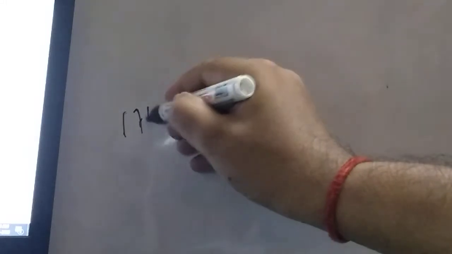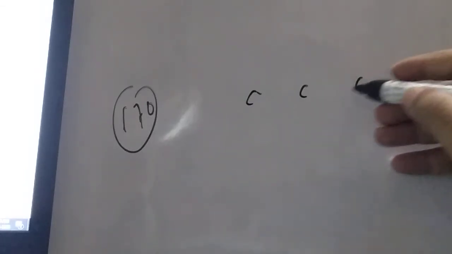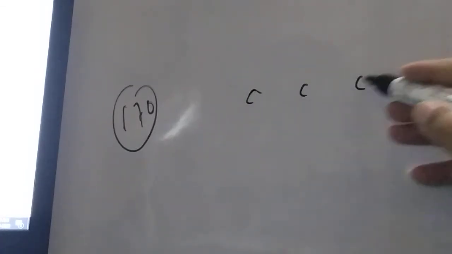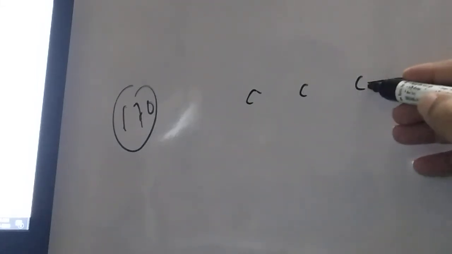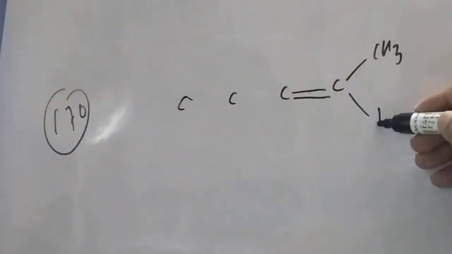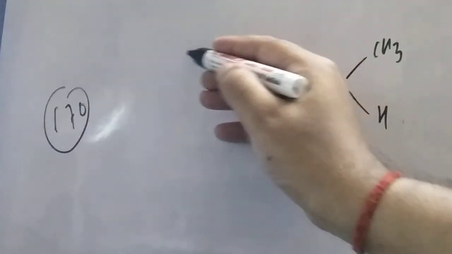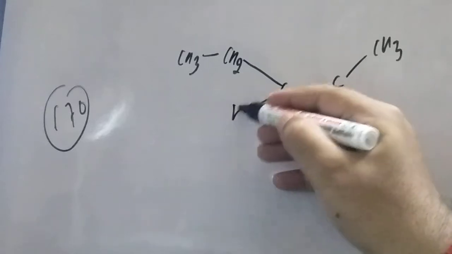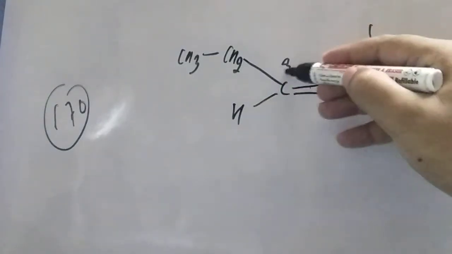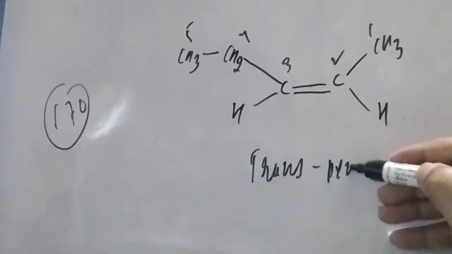So here is 170, student. I am saying trans pentene is there: meth, eth, prop, but, pent. So here you can keep meth, eth, prop, but, pent. Anywhere you can put the double bond, student, and on one side you put CH3 and on the other side you push the hydrogen. Similarly here CH2 and CH3 will come, 1 2 3 4 5. So this is trans pentene.